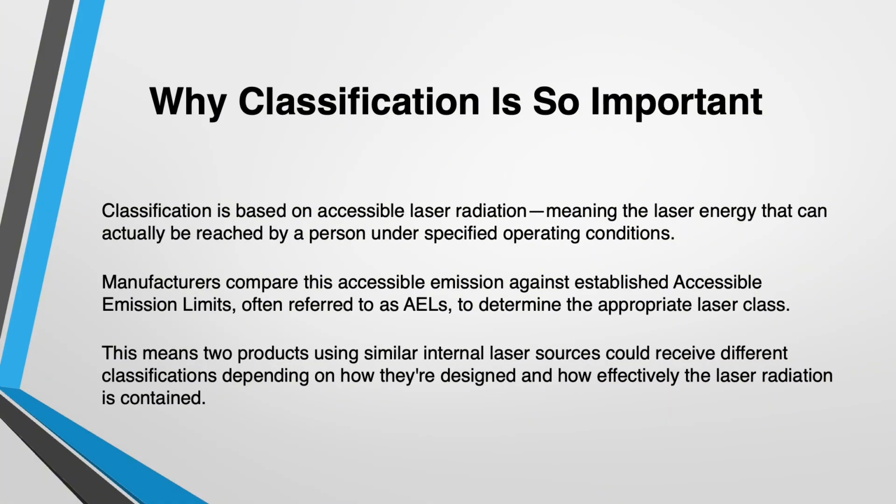Many people assume that laser classification is determined simply by the laser's output power. In reality, the evaluation is much more comprehensive. Classification is based on accessible laser radiation, meaning the laser energy that can actually be reached by a person under specified operating conditions. Manufacturers compare this accessible emission against established accessible emission limits, often referred to as AELs, to determine the appropriate laser class. This means two products using similar internal laser sources could receive different classifications depending on how they're designed and how effectively the laser radiation is contained.